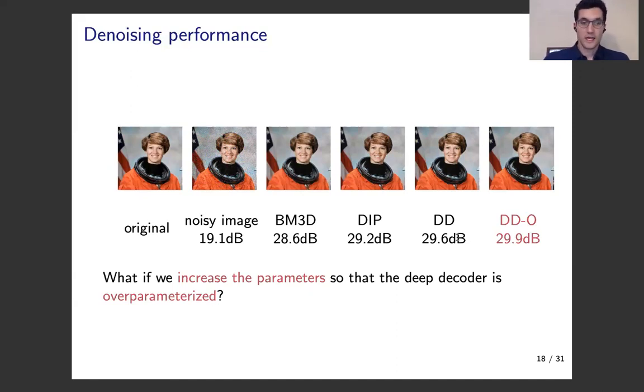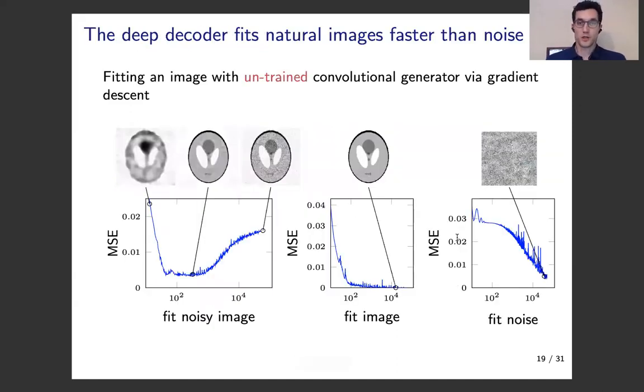All right, and now we are back at this original observation. If we take the deep decoder, this network, and we fit it to a natural image, then it fits this natural image much faster than it fits noise. And that ultimately enables denoising. So what I want to do next is talk about how we can theoretically understand this phenomenon. What part of the network is it that enables this phenomenon?